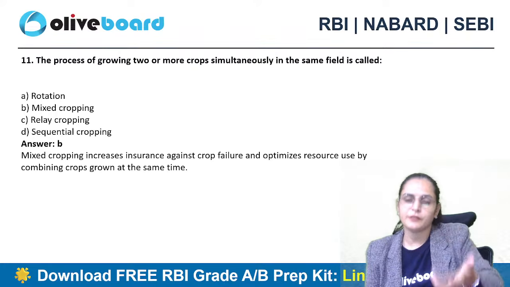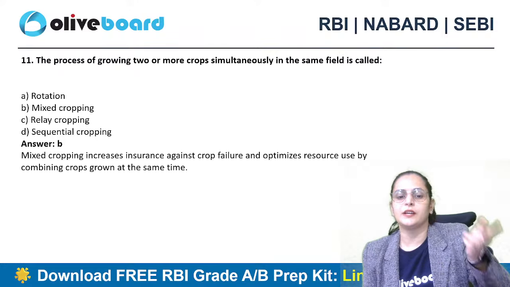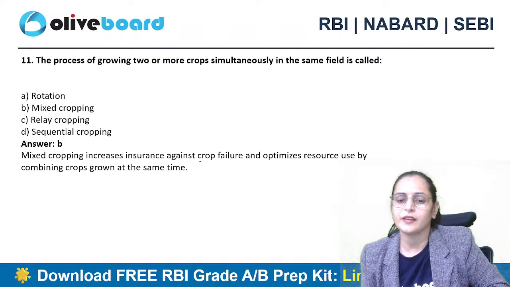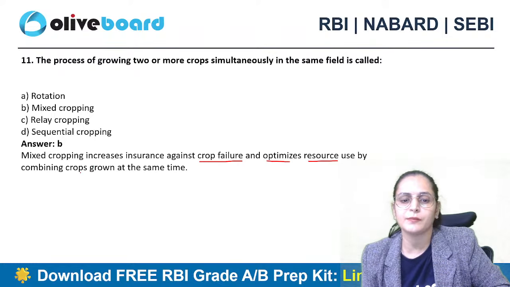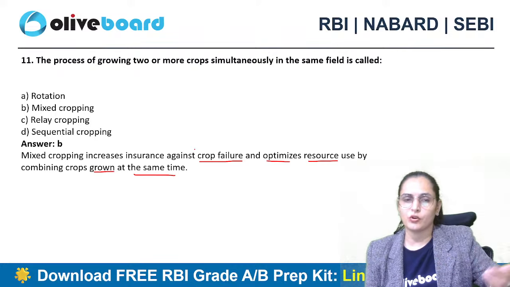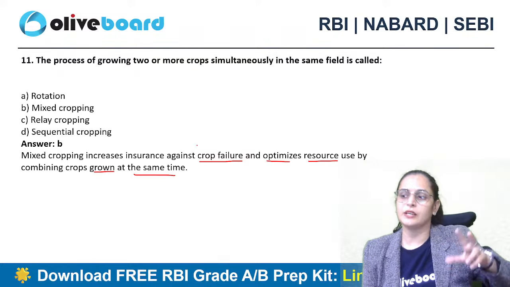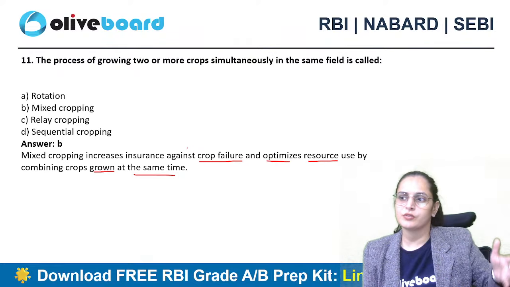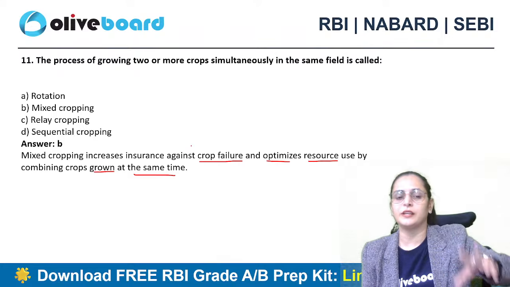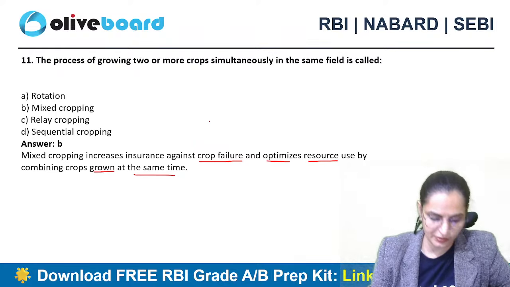And what kind of benefit will the farmer get if they follow mixed cropping? Obviously, it increases the insurance against crop failure, and it optimizes the resource use by combining crops growing at the same time. So if one crop is about to fail, he will have a substitute, something in his hand at the end of the growing season. And whatever resources he is supplying to a field, he can utilize them optimally. So these kinds of advantages he will get.